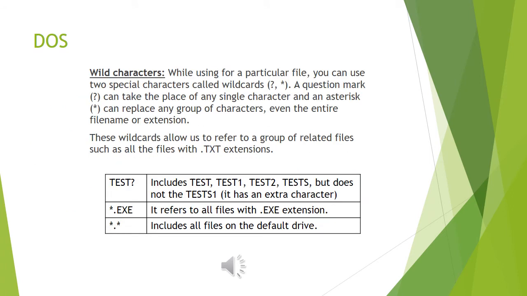What are the wildcard characters? While working with a particular file, you can use two special characters called wildcards: a question mark and an asterisk. A question mark can take the place of any single character, and an asterisk can replace any group of characters, even the entire file name or an extension. These wildcards allow us to refer to a group of related files, such as all files with .txt extensions.